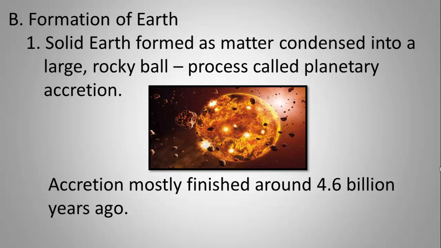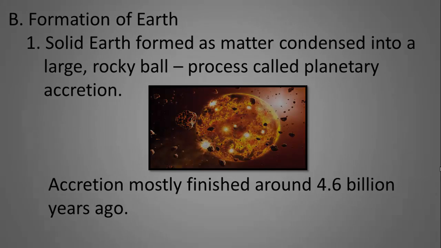So with regard to Earth, solid Earth formed as matter condensed into a large rocky ball. We call that process planetary accretion. To accrete means to bring together. Accretion mostly finished, we think, around 4.6 billion years ago. So this illustration, not a photograph, tells us how this probably came about, with big rocks, meteoroids, and asteroids being attracted to Earth, and one by one slamming into the planet.